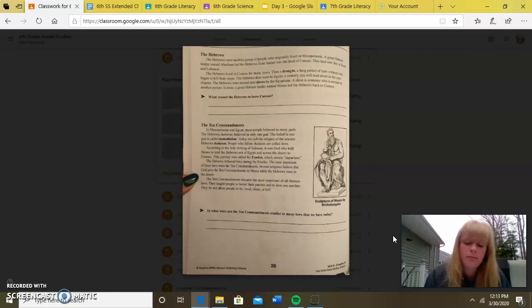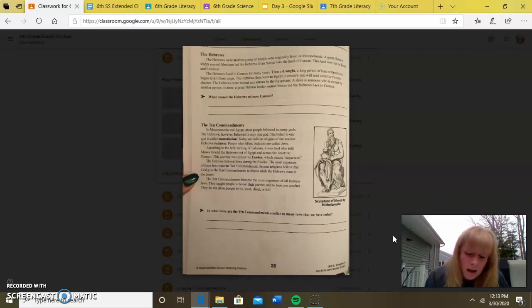Last page. The Hebrews. You'll actually learn a lot more about the Hebrews in 7th grade, but this is a great introduction, okay? The Hebrews were another group of people who originally lived in Mesopotamia. A great Hebrew named Abraham led the Hebrews from Sumer into the land of Canaan. This land now lies in Israel and Lebanon.